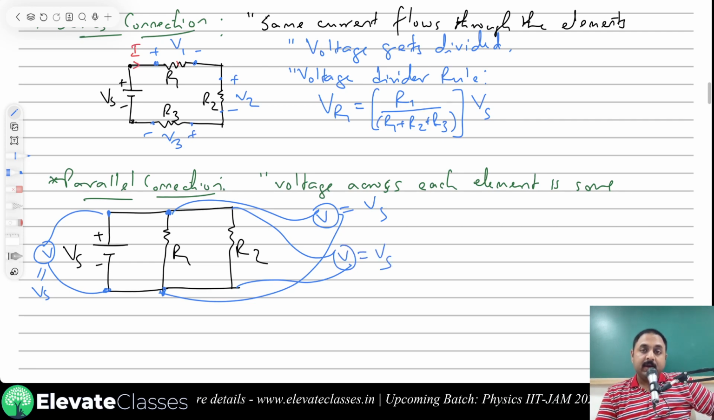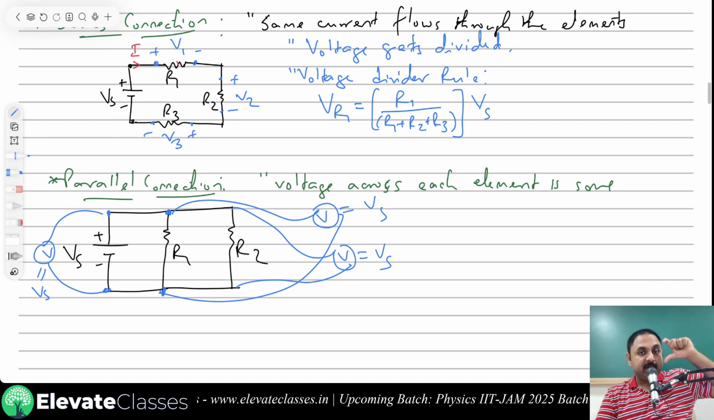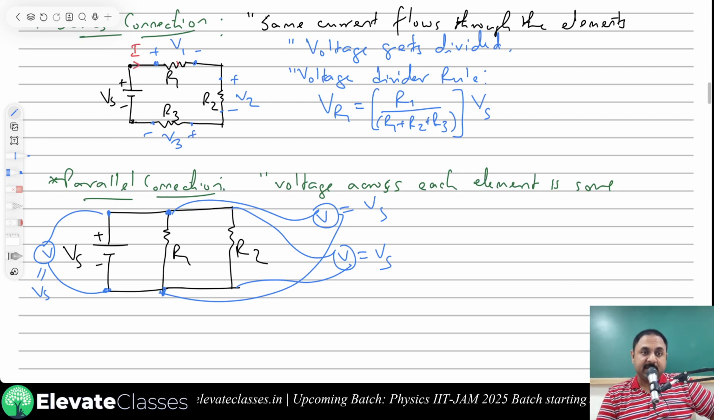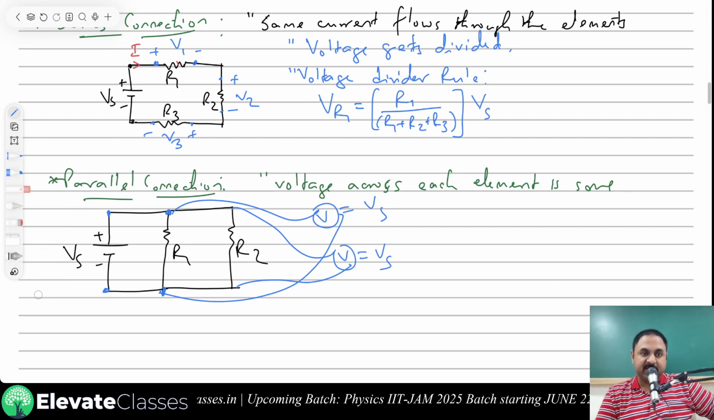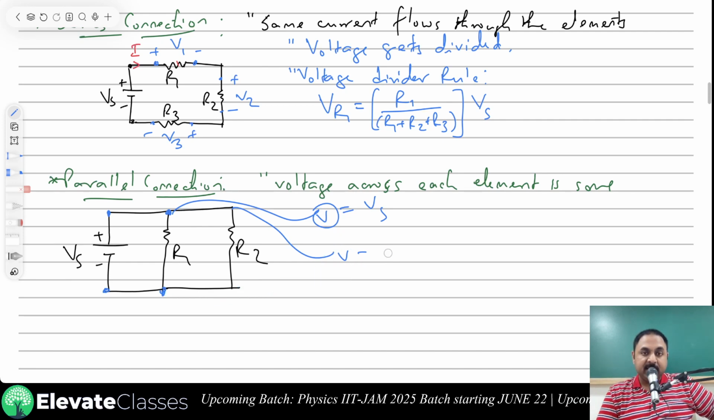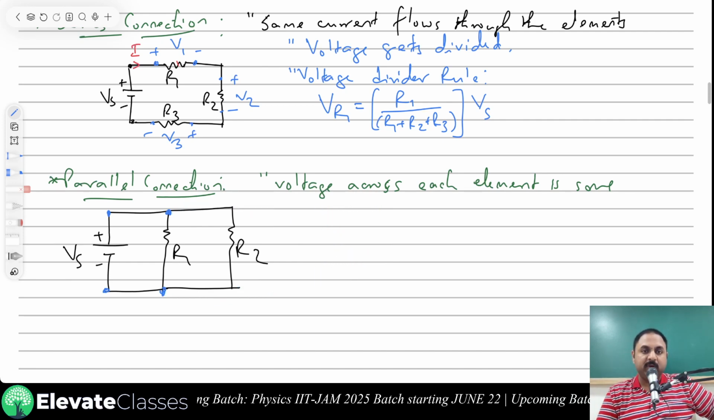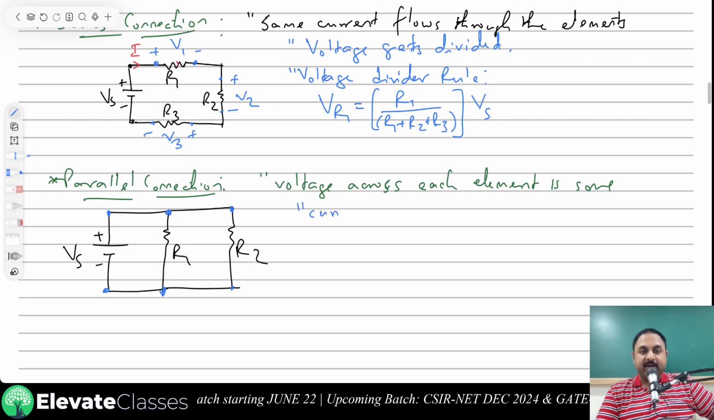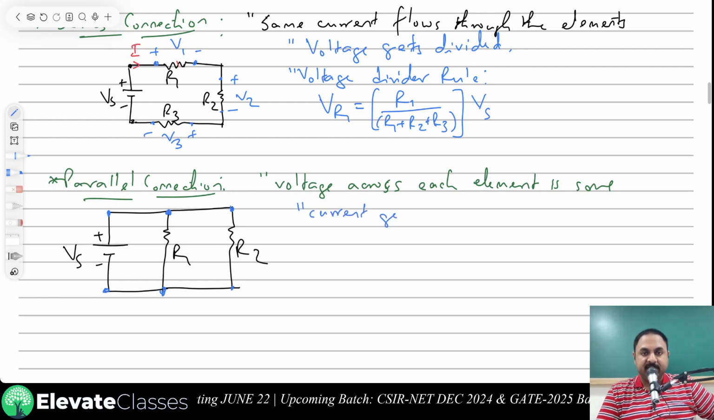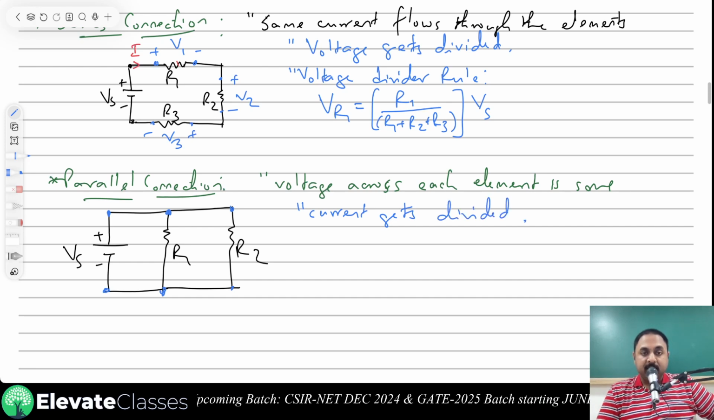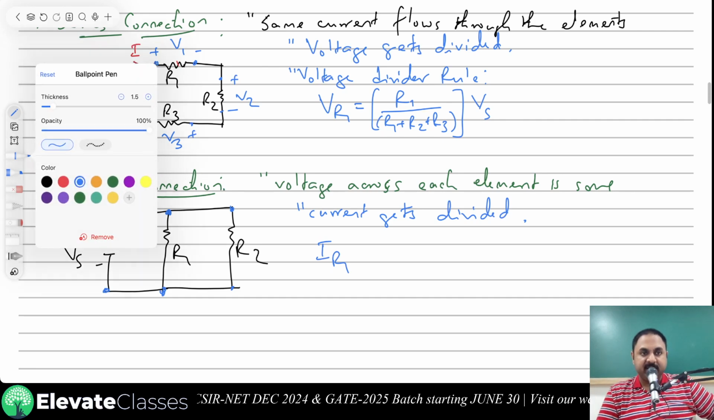So basically, when two or more elements are in parallel, the voltage across each element is the same. Then we say that these two elements, or more than two elements, are in parallel. Now, why is this important? Because in a parallel connection, the current gets divided. What do we mean by current getting divided?